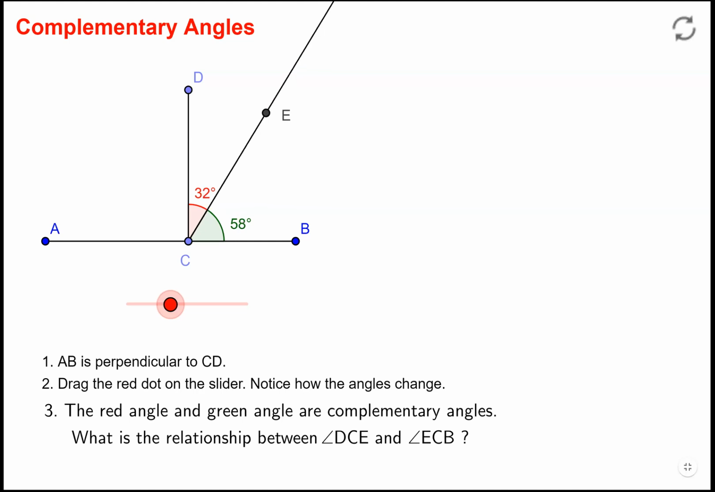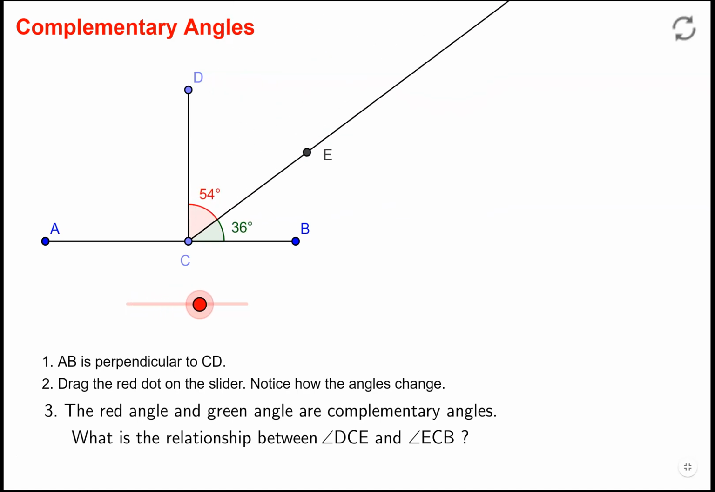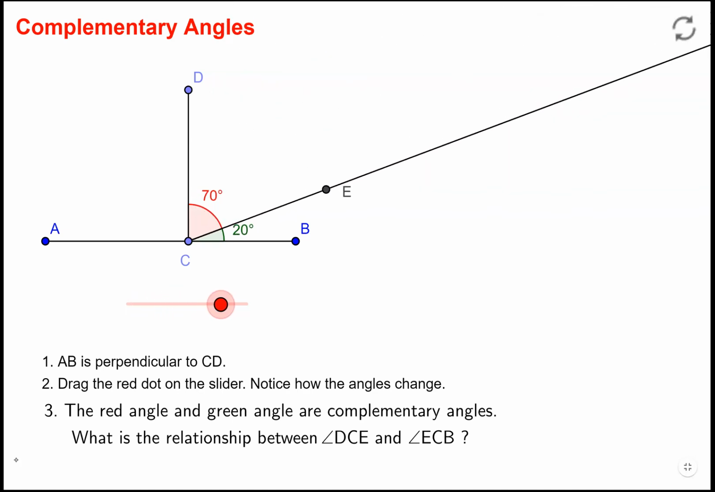And no matter what way I do this, look, if I make the red angle smaller, make it 10, the other one's going to be 80 because the other angle is its complement. If we go all the way up, make it bigger, for example, one of them is 70, the other one has to be 20 because they both have to add up to 90.